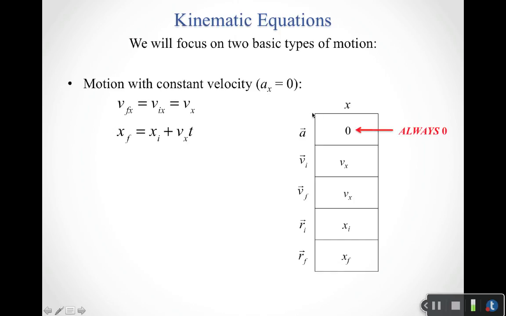And so we know whenever we've got constant velocity that the acceleration value is always going to be zero in that dimension. And we also know that the two velocity values in our table are always going to be the same. So this sort of defines what's going on with constant velocity motion.